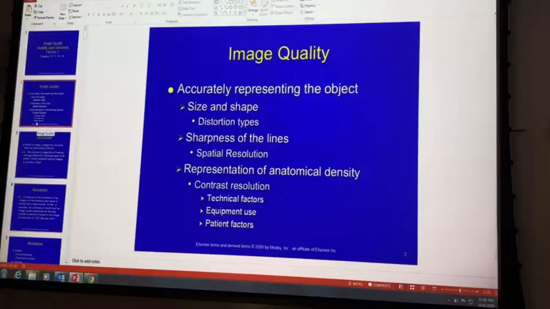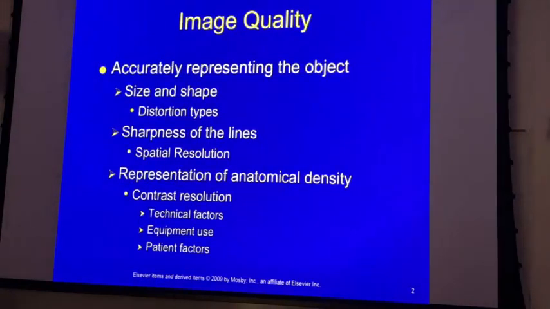So what we talked about last week was image quality, what image quality meant, and that was basically contrast and density and distortion, minimizing the distortion. So it was the ability to demonstrate accurately the size, shape, and representative contrast and density of a structure, right?